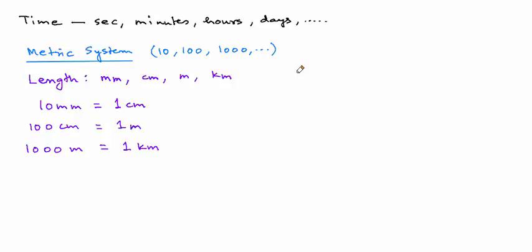The common units of capacity under the metric system are the milliliters and also the liters. 1000 milliliters is the same as 1 liter. Let's look at a few problems.